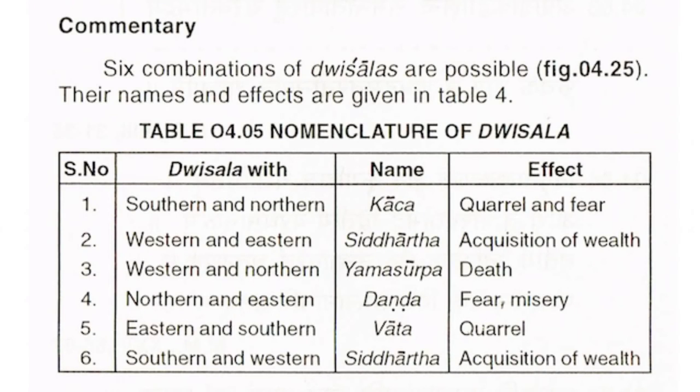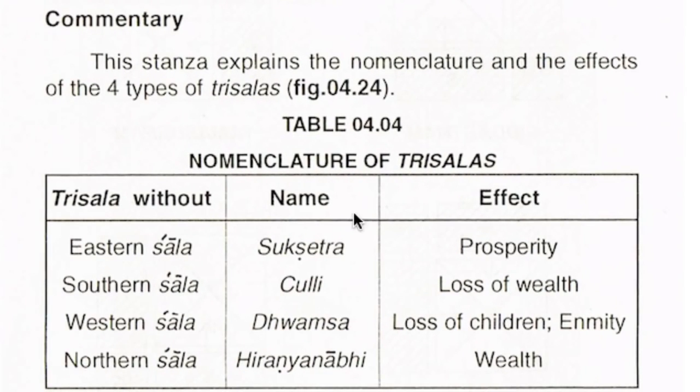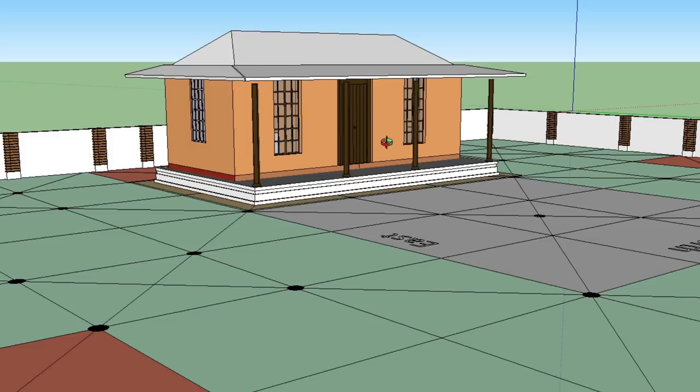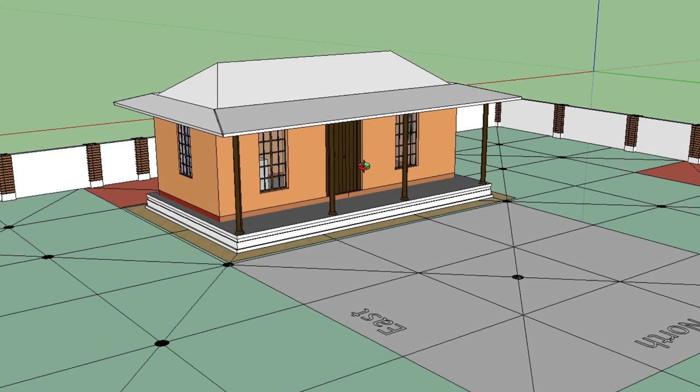And the same goes for the Trishalas in table 4.04. Two of them are prosperous and wealth, and then the others are loss of wealth, loss of children, enmity. So this explains why there is so much trouble in architecture and in the world today, because the houses are built randomly without following any kind of Vastu guidelines. And we see there's a lot of divorce and quarrel and fear, misery, because there are so many Vastu faults. Even this simple thing, as where or how many houses to build within the plot, makes a huge difference in the way you experience life.